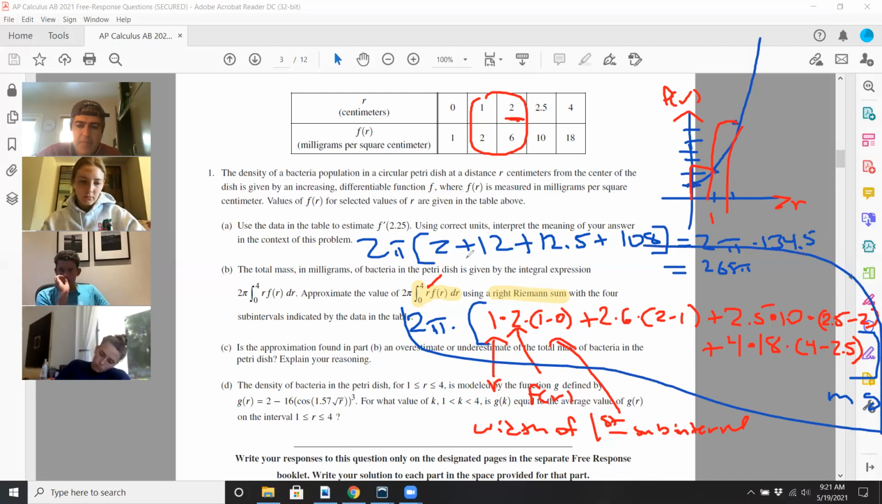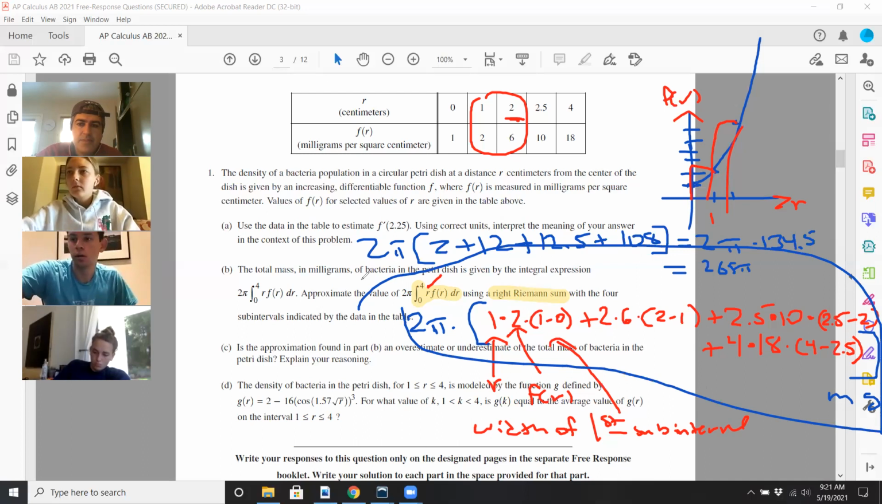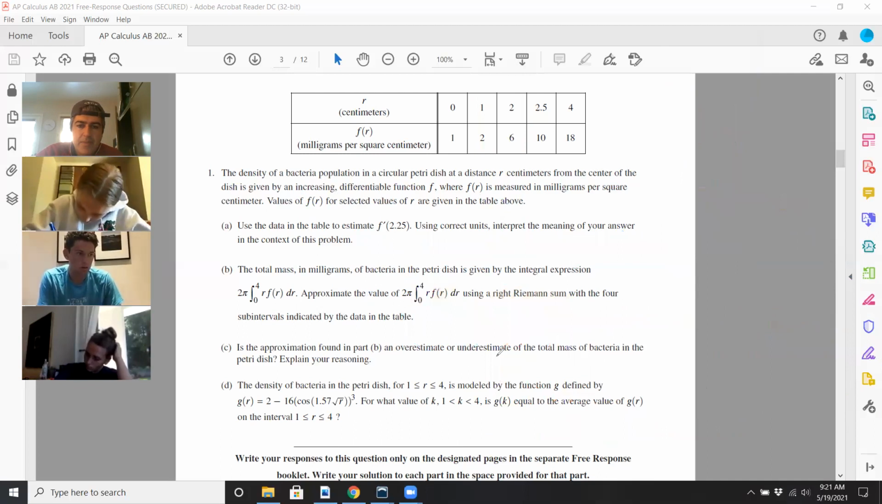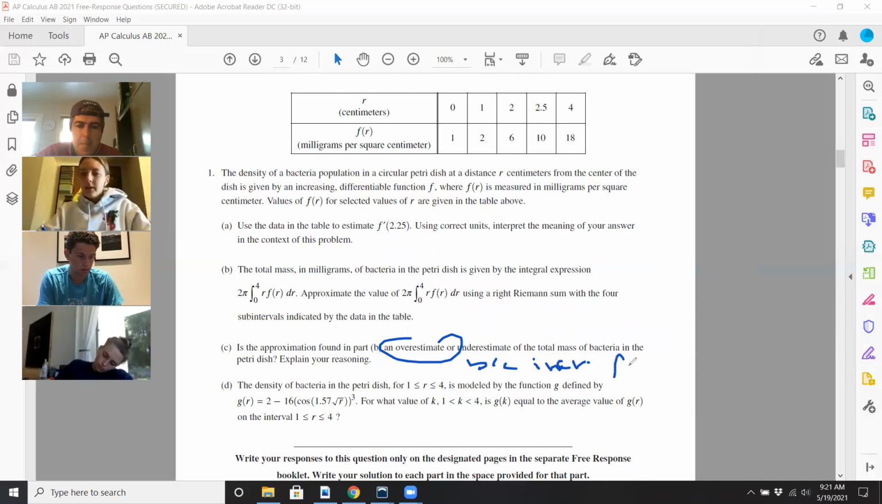That's totally okay. Now, will this be an over or underestimate? What do you guys think? You can put in the chat what you guys think. Given this is an increasing function, because they said so, and the table shows it, and knowing what you know about Riemann sums, the way it's set up, yep, it's over. Very good. It's an overestimate, and your reasoning, because increasing function. That's all you gotta say. My guess is that's probably worth 1 point.